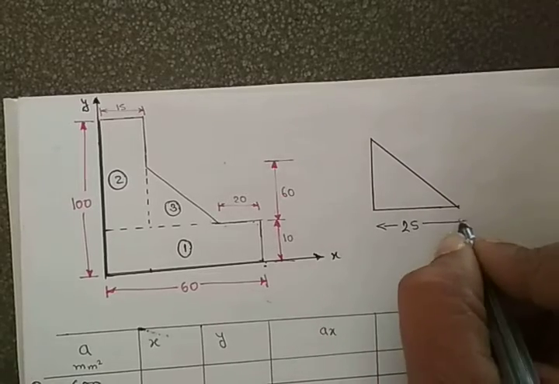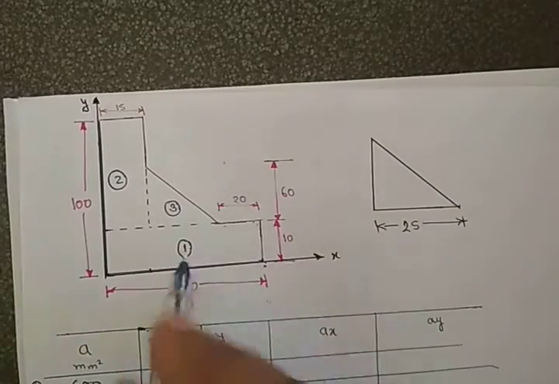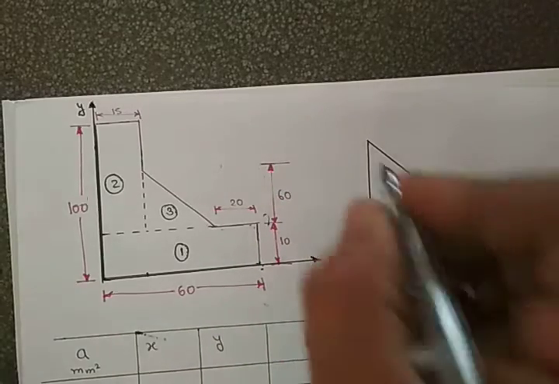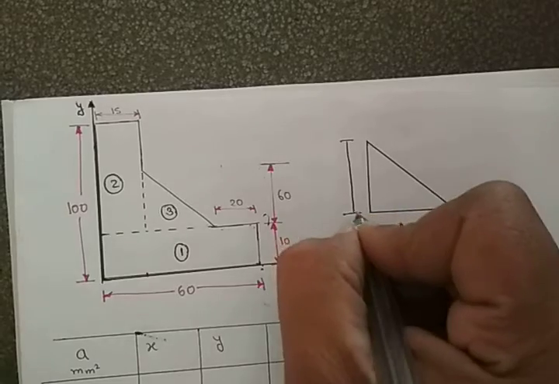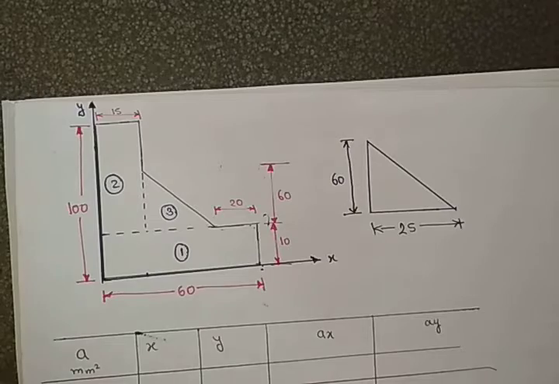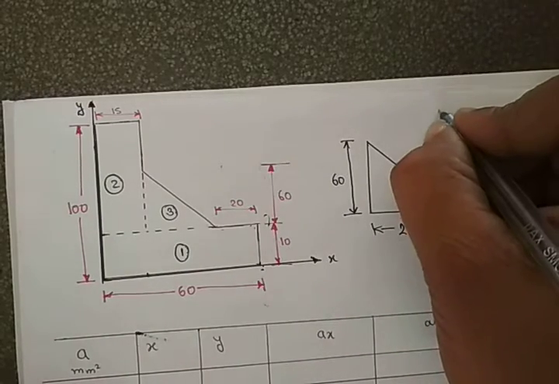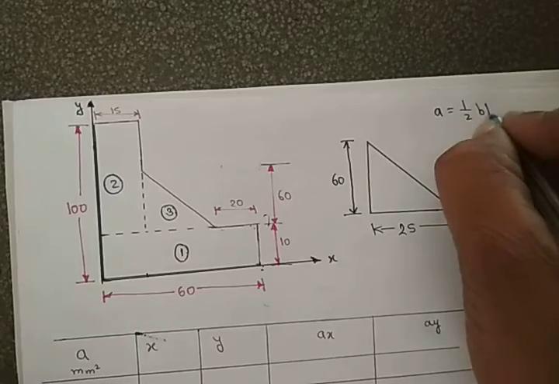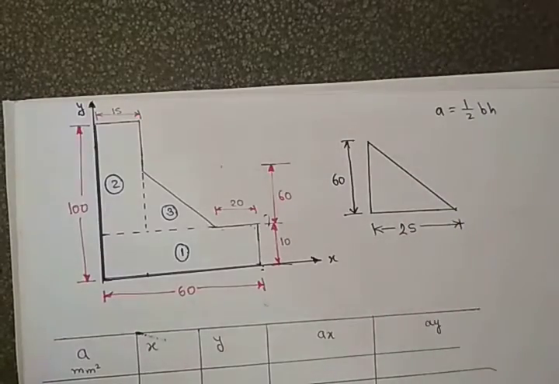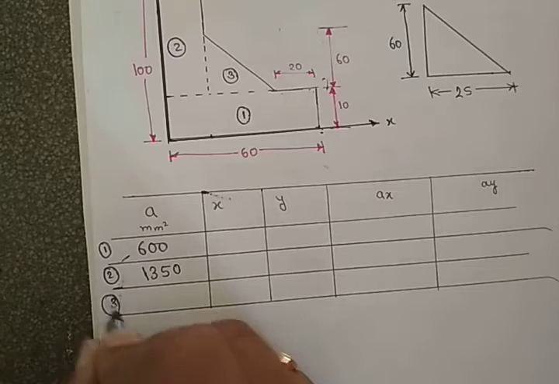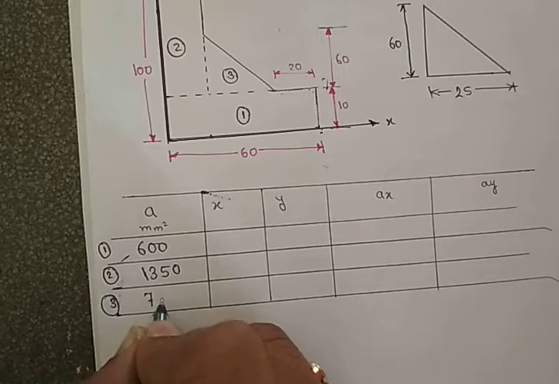From here to here it is how much? 25. And what is the height? The height they have given here, that is 60. Okay, now this we have. And what is the area formula of a triangle? A is equal to half into BH, base into height. So when we multiply and solve that, we will get the area of the third as 750.